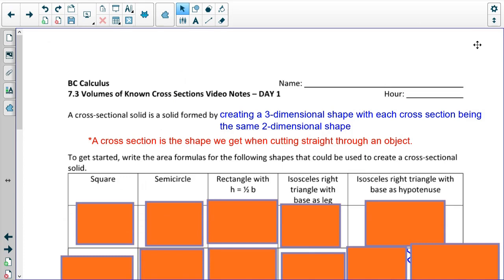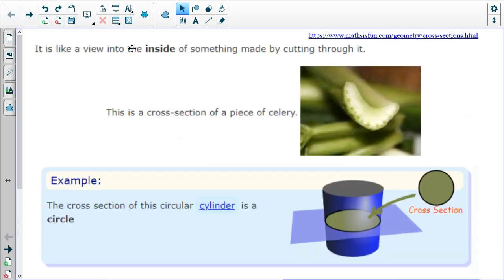Today's video is on volumes of known cross-sectional solids. A cross-sectional solid is a solid that's three-dimensional in shape, and it's formed by having the exact same, or well, not the exact same cross-section necessarily, but the exact same two-dimensional shape as each cross-section. So we need to make sure we know what a cross-section is. A cross-section is the shape we get when we cut straight through an object.